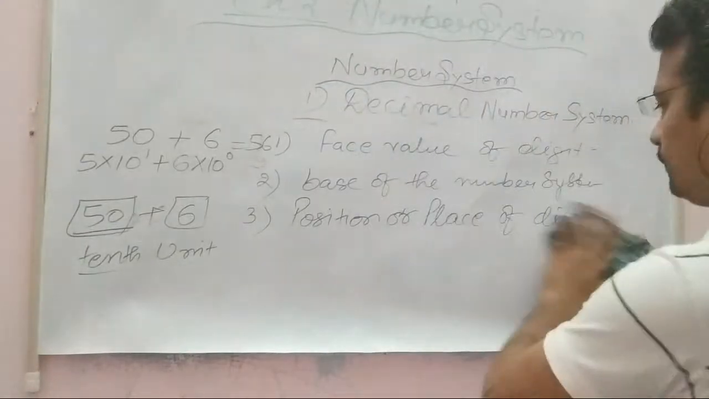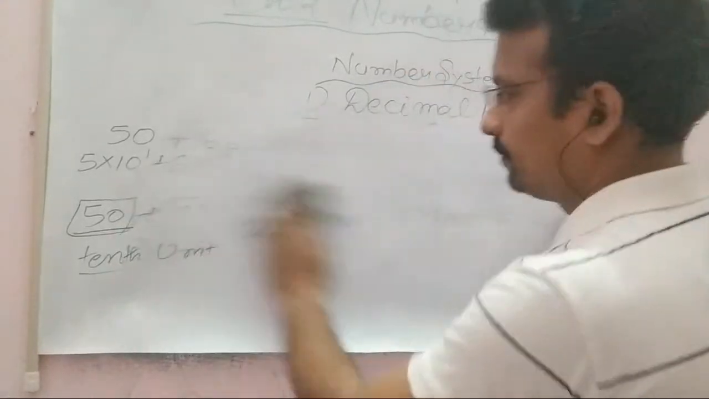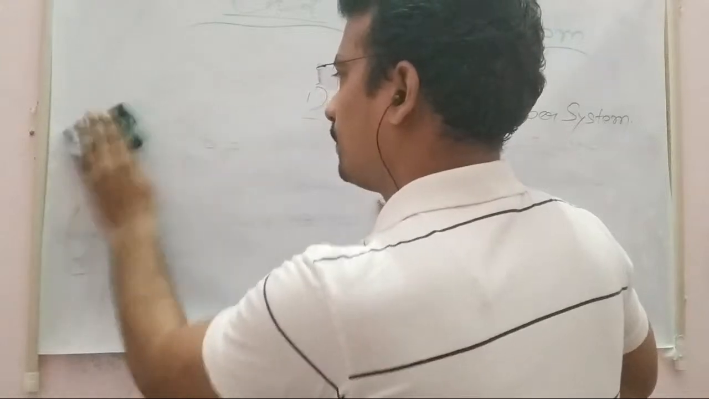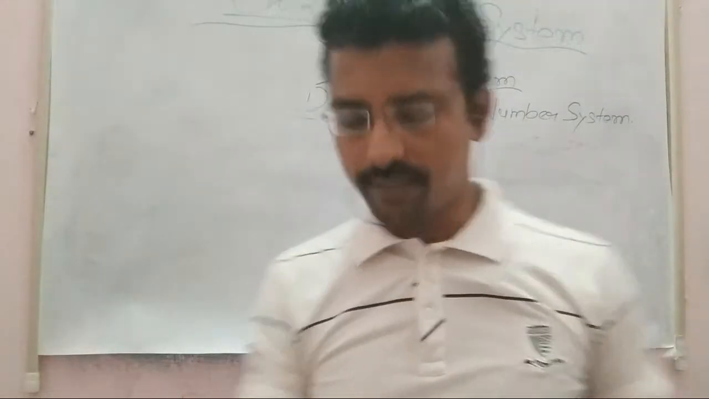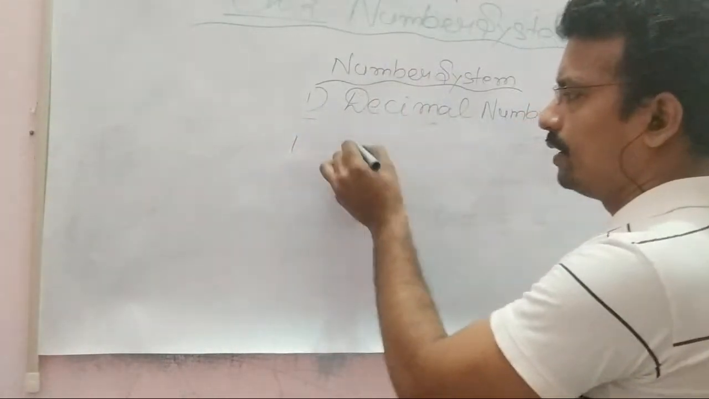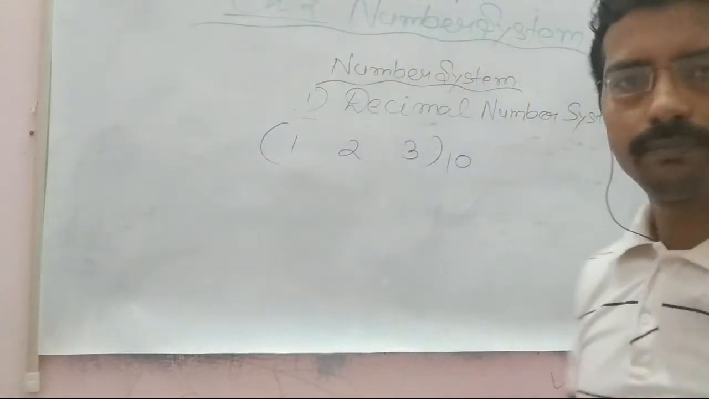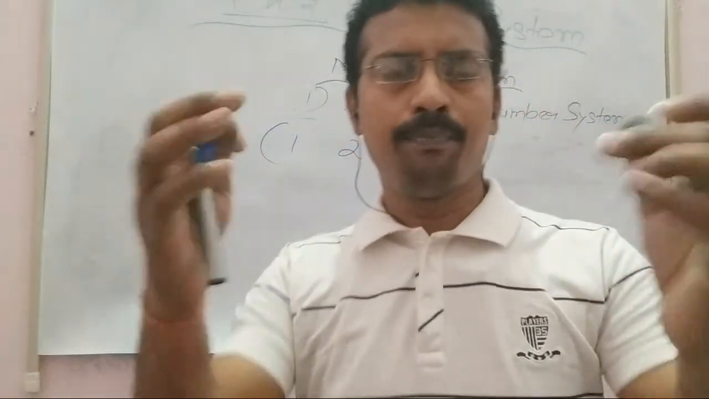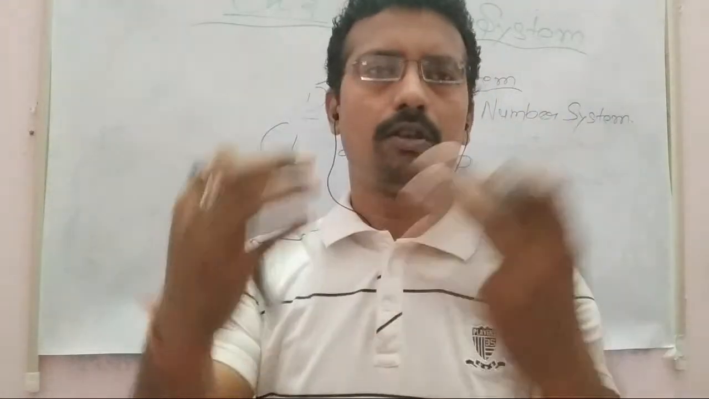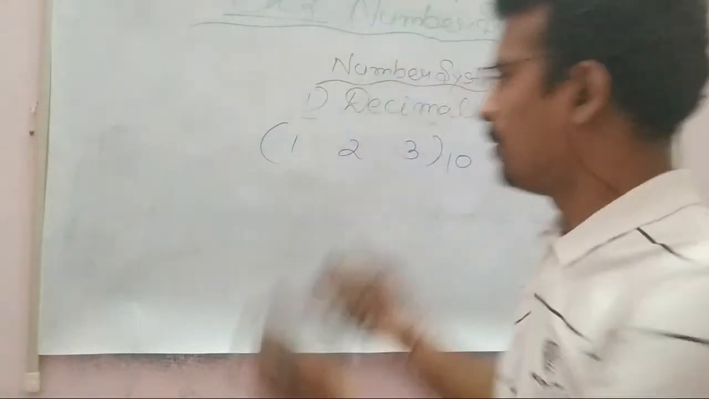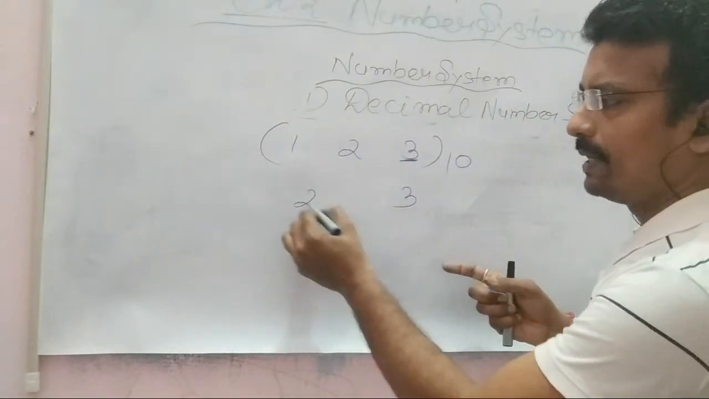See. Suppose you have been given a number 1, 2 and 3 and you are told it is a decimal number. Represent it in an appropriate base value format, showing its base. So no problem. What will you take? You will take each digit separately. See, separately, a little far.